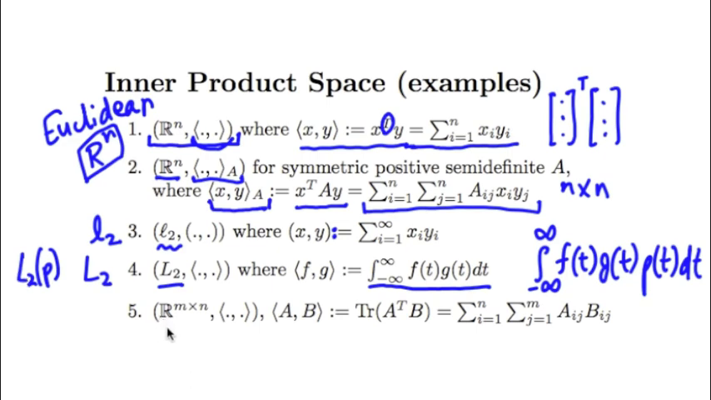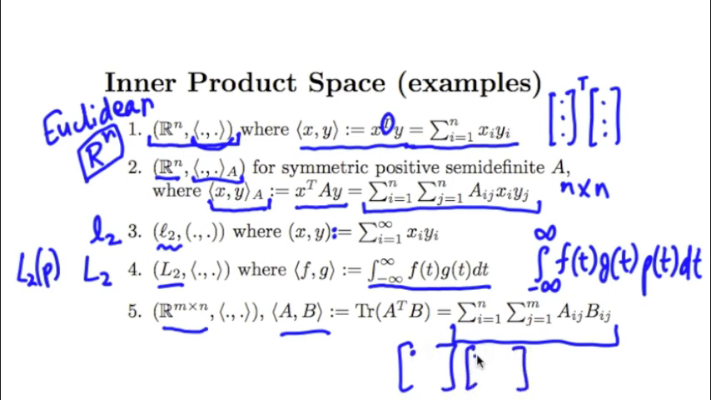Lastly, let's look at the example of m cross n matrices. We can define a dot product over matrices. The dot product between two matrices is defined as the trace of A transpose B. If one were to expand that out, it turns out to be the sum over the indices i from 1 to n and j from 1 to m of Aij, Bij. So it's just as if I took two matrices and multiplied the first element by the first element, the second element by the second element, and so on till the last element by the last element. And these could be m cross n matrices.